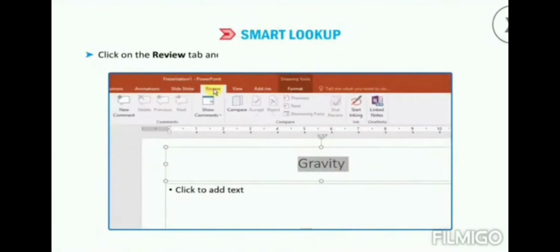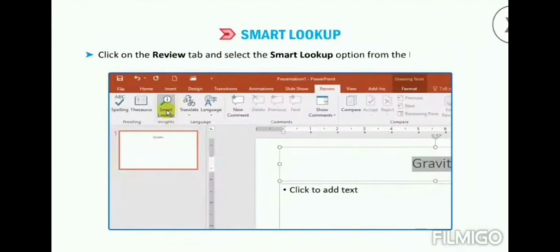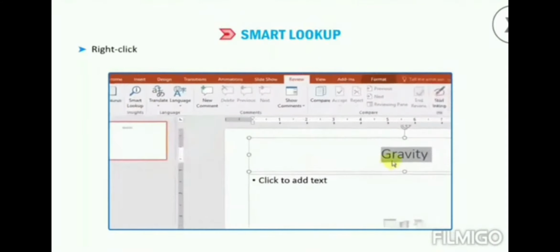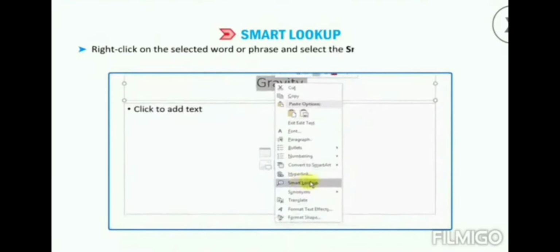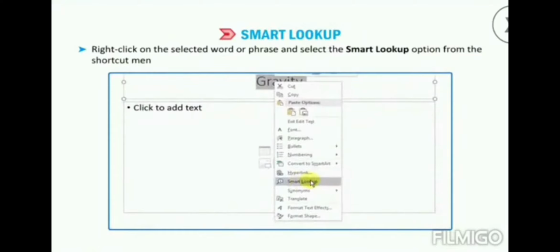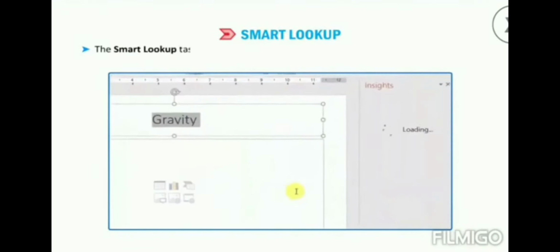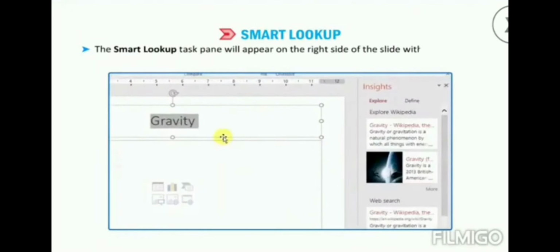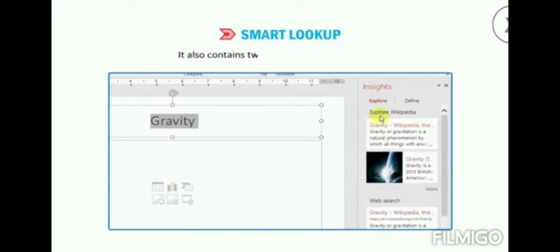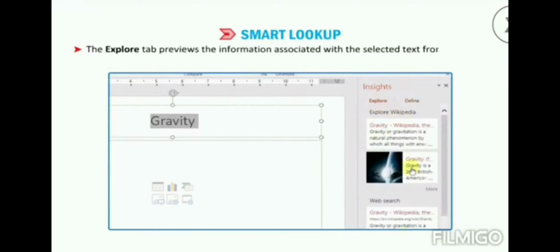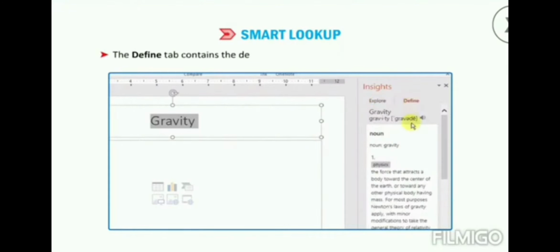Click on the Review tab and select the Smart Lookup option from the Insights group. Or right-click on the selected word or phrase and select the Smart Lookup option from the shortcut menu. The Smart Lookup task pane will appear on the right side of the slide with results from various online resources. It also contains two tabs, Explore and Define. The Explore tab previews the information associated with the selected text from different online resources. The Define tab contains the definition and pronunciation for the selected text.